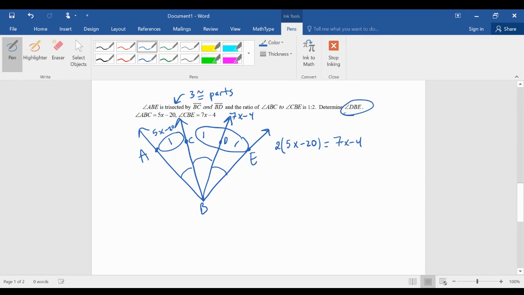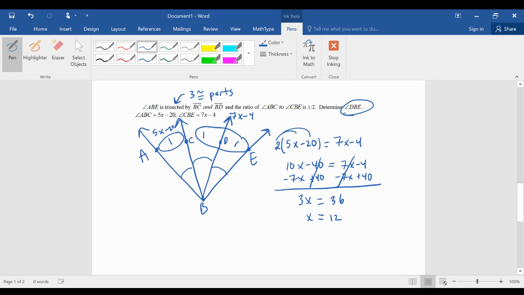In the end, once again, we want to determine the measure of angle DBE. So we'll get 10x minus 40 equals 7x minus 4. Get everything on one side. I'll add 40 at the same time. Those are gone. Those are gone. And we have 3 x's left over and 36 left over. So x is going to be equal to 12.